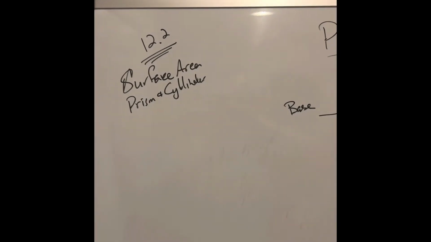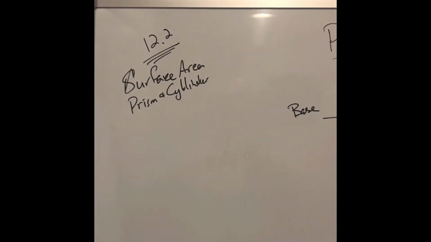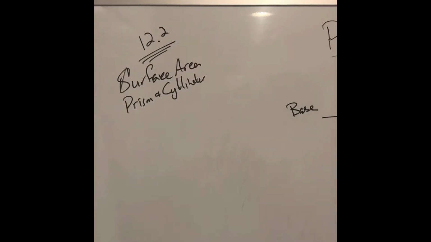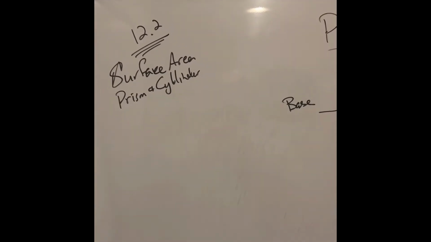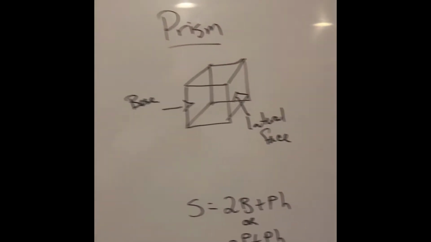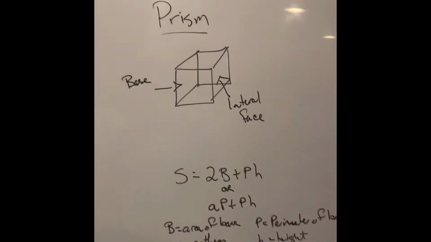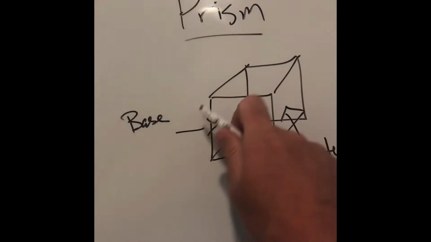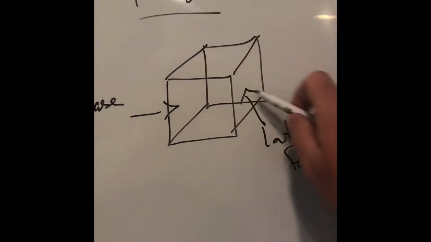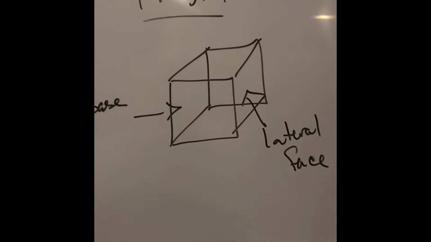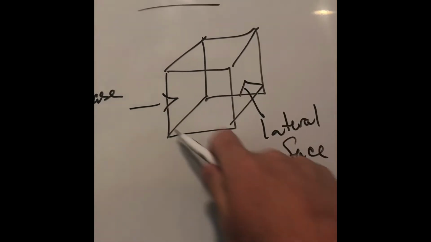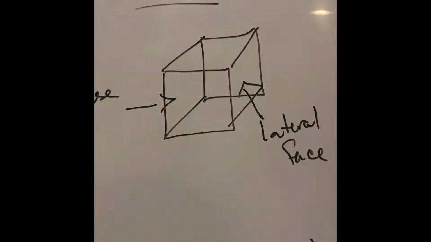Alrighty, so we're going to build on what we were doing with section 12.1. We're going to do surface area of the prisms and cylinders now. With a prism, the biggest thing you need to know is you have your bases. There are always two bases with a prism and they're exactly alike. And then you have what are called your lateral faces, which go around the sides.